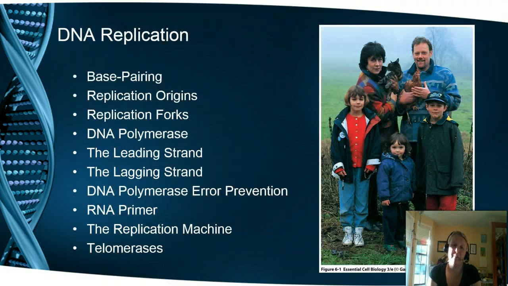So as I said, this topic is all about DNA replication, and there are some main points that we're going to talk about, and it's important that you understand these. This is how we're going to go through it: base pairing, replication origins, replication forks, DNA polymerase, the leading strand, the lagging strand, DNA polymerase error prevention, the RNA primer, and then we're going to review the whole thing and wrap up, just as they are at the end, telomerases.